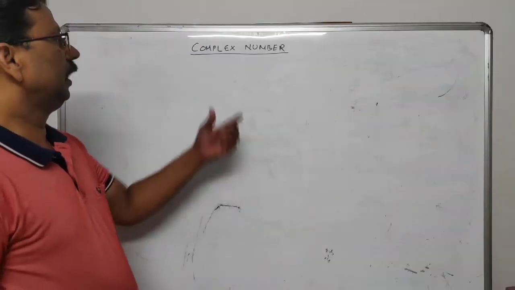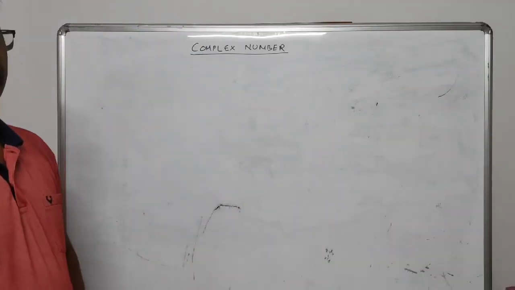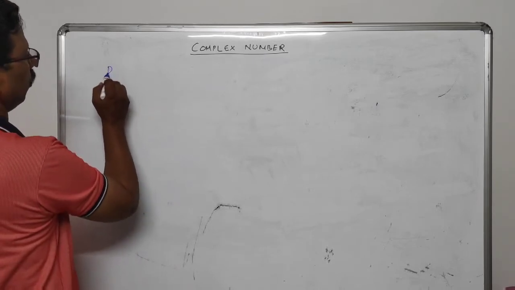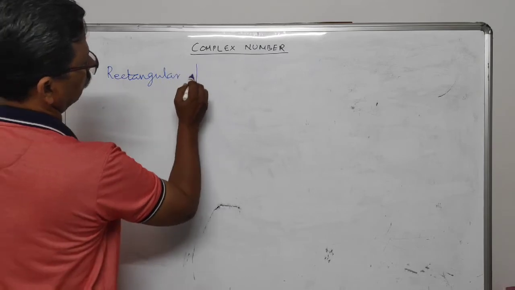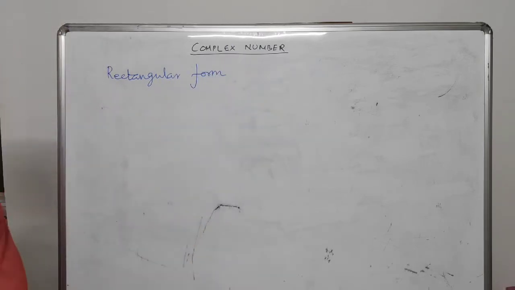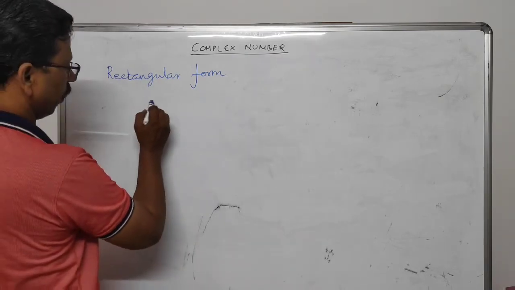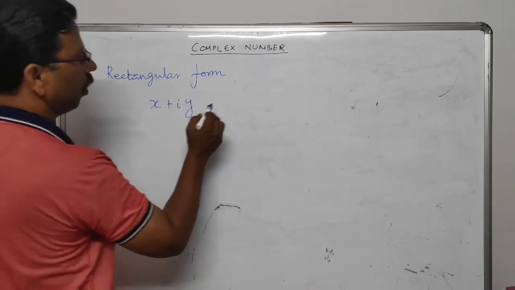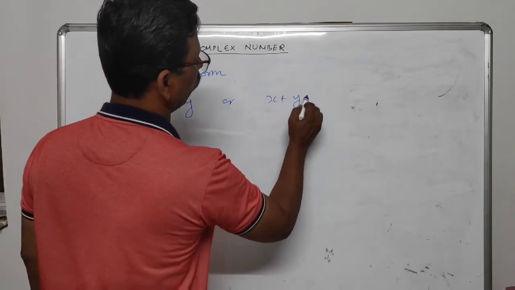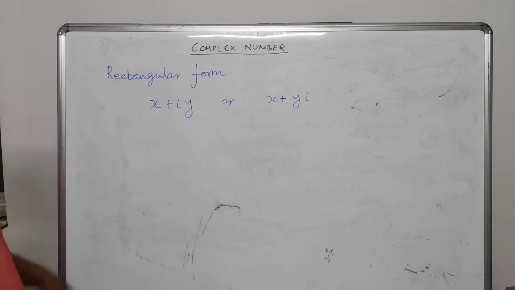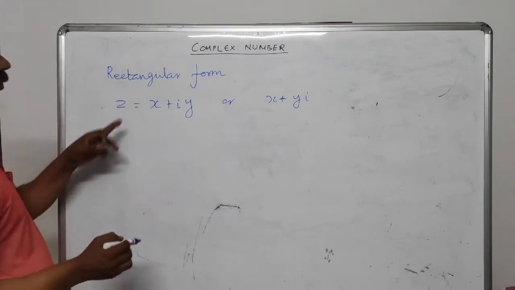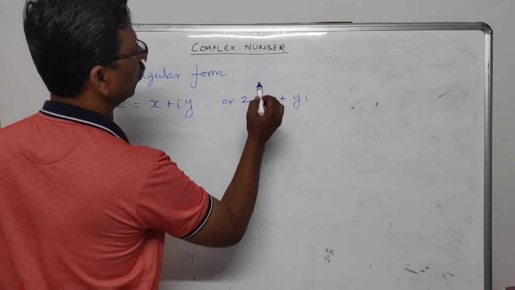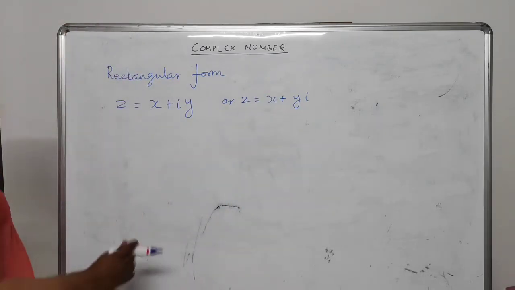Now see the definition of the complex number. That is the rectangular form of a complex number. Any number of the form x plus iy or x plus yi is called the rectangular form of a complex number. This rectangular form of the complex number is denoted by the letter z. z is equal to x plus iy, or you can write z is equal to x plus yi. We use either of these two forms.